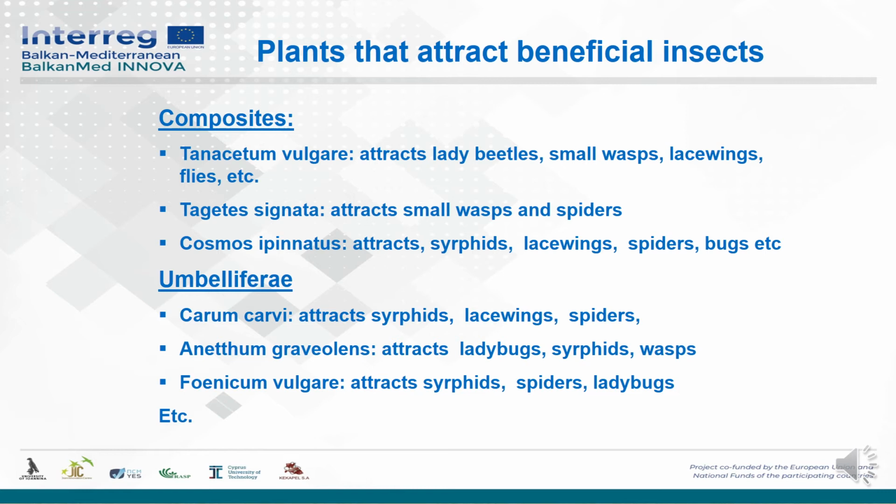Tagetes signata is another important plant which attracts small wasps and spiders. Cosmos bipinnatus attracts syrphids, lacewings, spiders, bugs, etc. So, other species of insects.